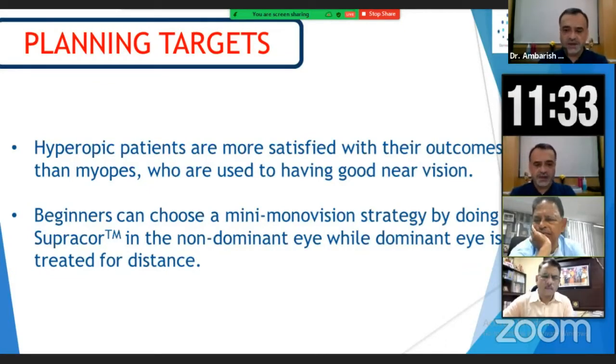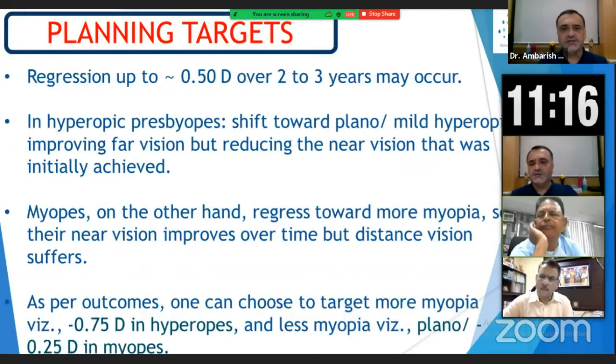So my advice to beginners for this SupraCore treatment, to begin with, instead of doing it bilaterally, try doing it with mini-monovision, means try doing it in the non-dominant eye for at least 8-10 patients before you opt for this bilateral. Whenever you are treating, we all understand treating hyperopia, again, the regression is there.